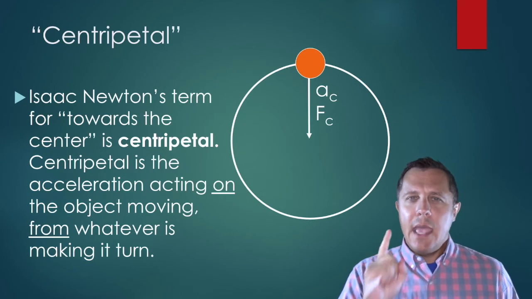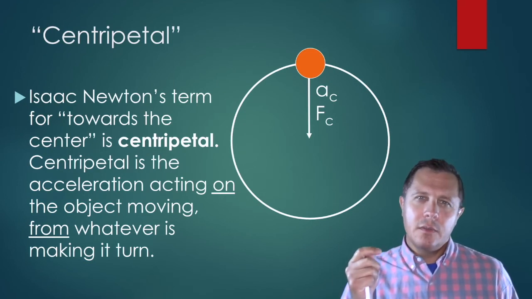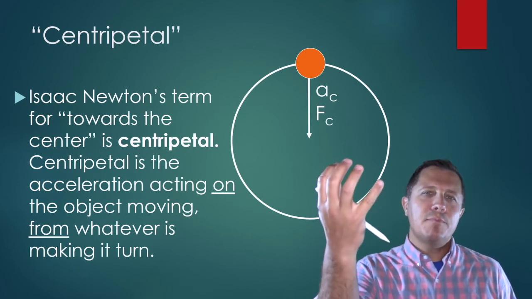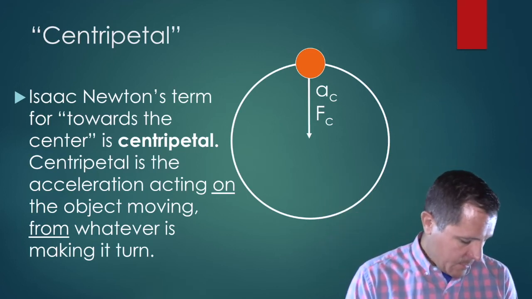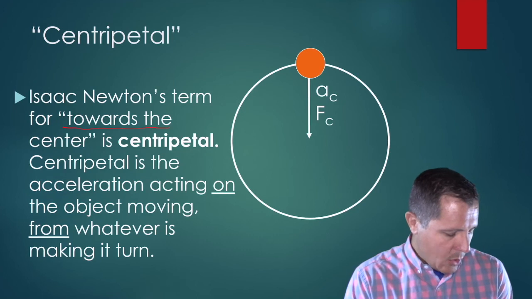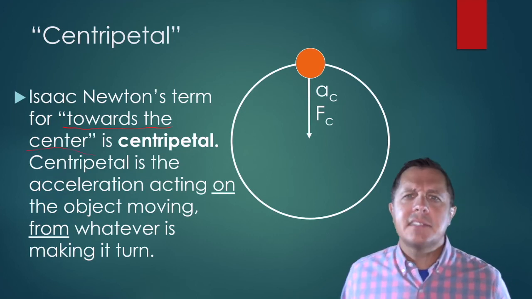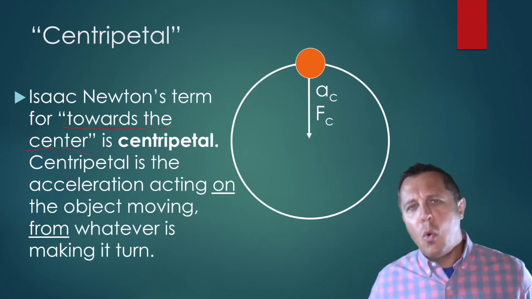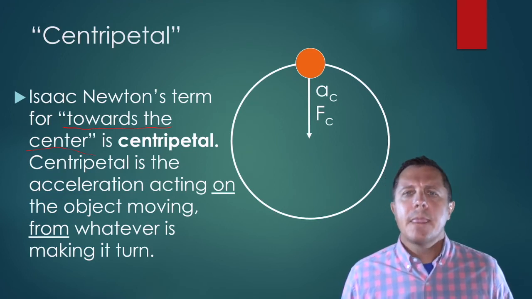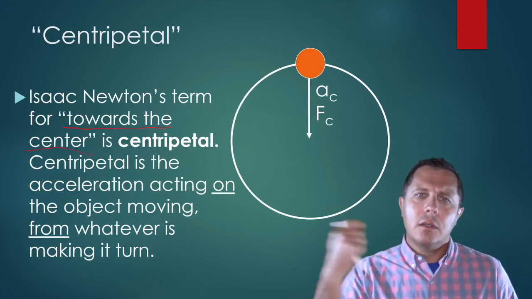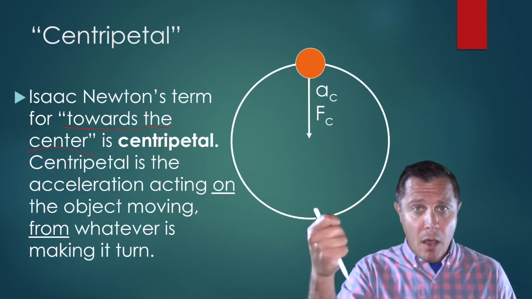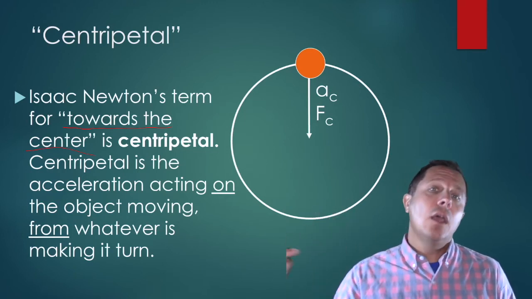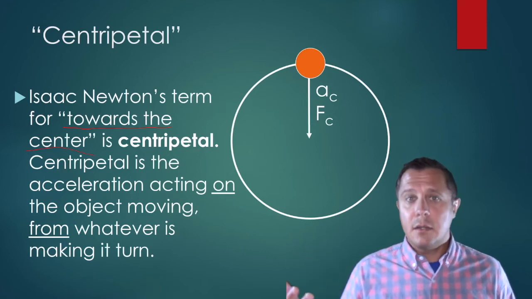So what does that mean? That means whenever we have something spinning in a circle, there will always be acceleration pulling the object in towards the center. You need to always remember that phrase right there. That's the phrase that pays. Towards the center. So when I spin something in a circle, I am constantly pulling on that ball, pulling that ball in towards the center.